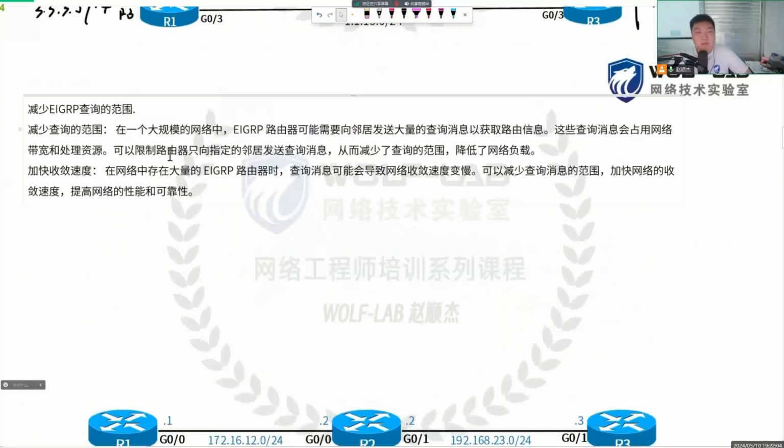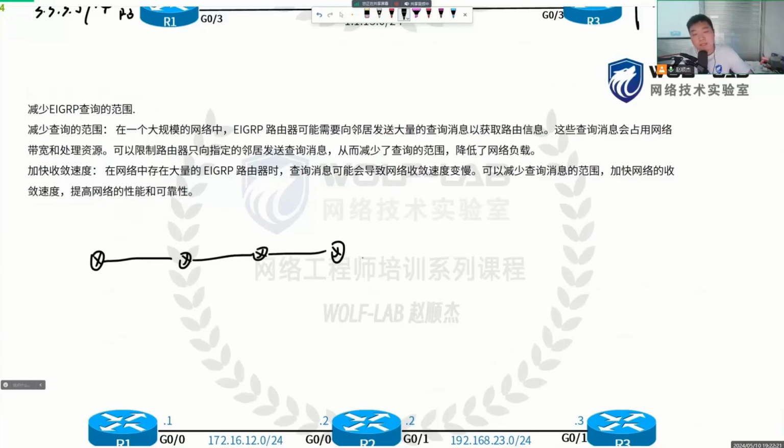Secondly, we can speed up its convergence. After reducing the EIGRP query scope, we can improve its convergence speed. Let's talk about a very obvious example. Suppose, just like our diagram just now, 3 routers, 4 routers, 5 routers, 6 routers. This is R1, then 1.1.